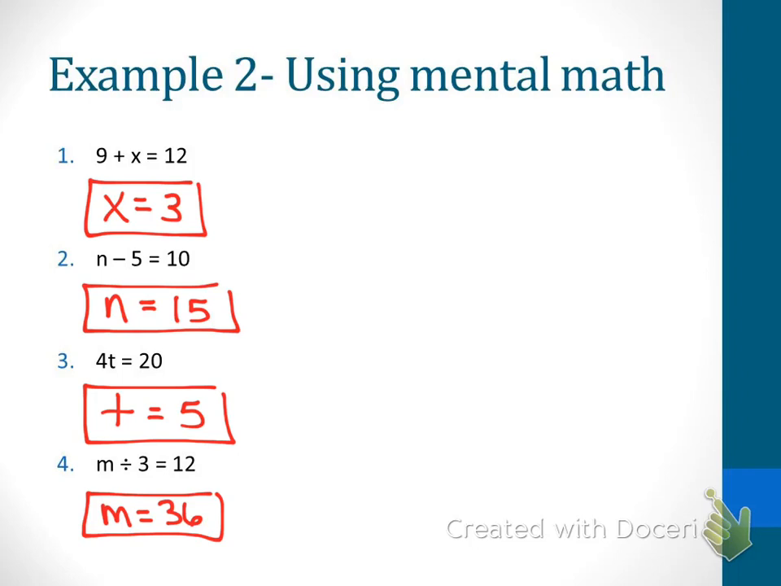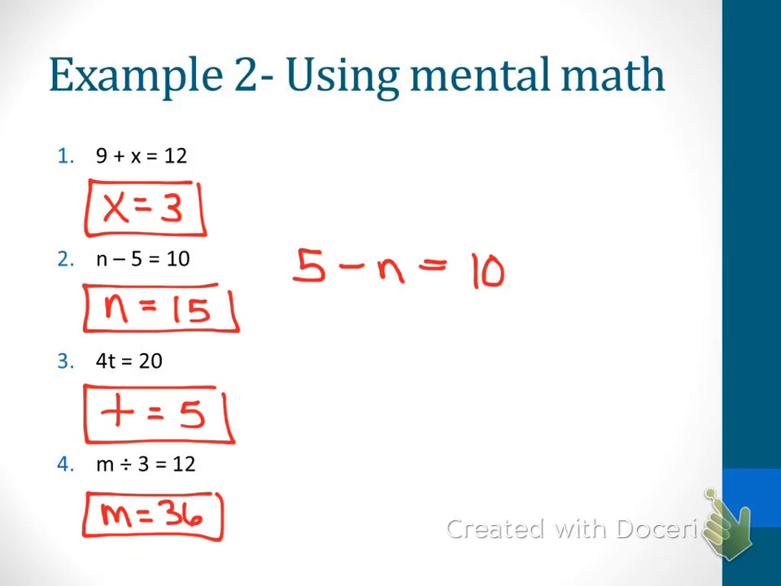Now, the only time this doesn't work, and this might be the part of the video that you need to go back and watch on YouTube, the only time this doesn't work is when I'm subtracting or dividing, and my variable comes as the second term. So on number 2, if it said 5 minus n equals 10, okay? I couldn't simply add 5 and 10 together to get 15. It wouldn't work out. If the variable comes second, that trick doesn't work.